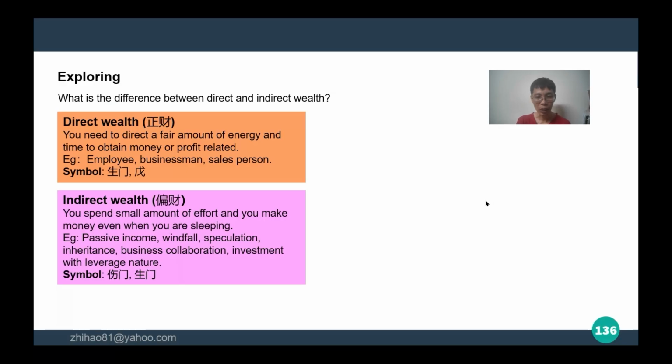The second one is an indirect wealth and we call it 偏财. 偏财 we define it as you spend small amount of money or time and effort and you can make big amount of money. So examples are passive income, having a windfall, speculative trade, inheritance, business collaboration, investment with leverage nature. The symbols we use is 商门 and 生门.